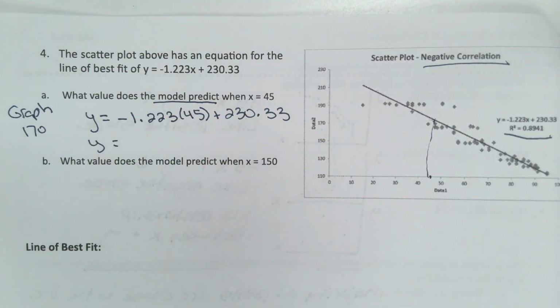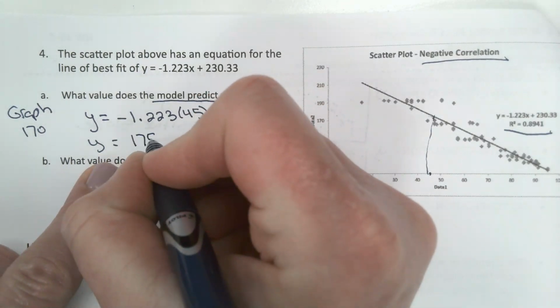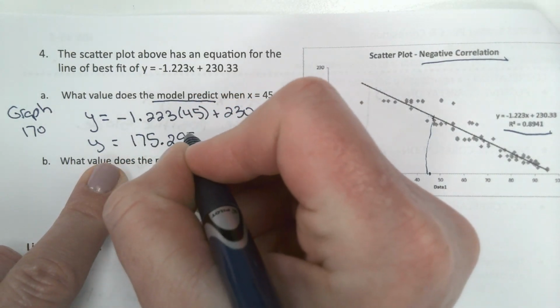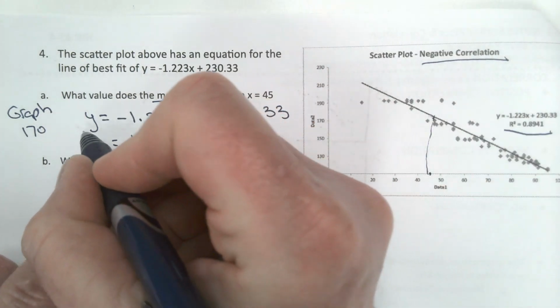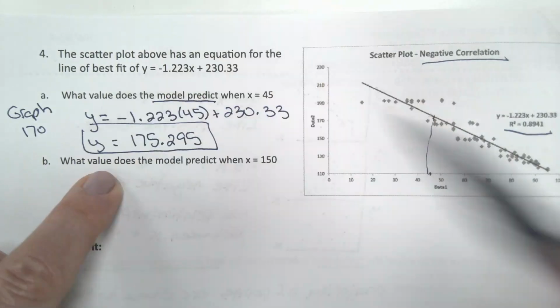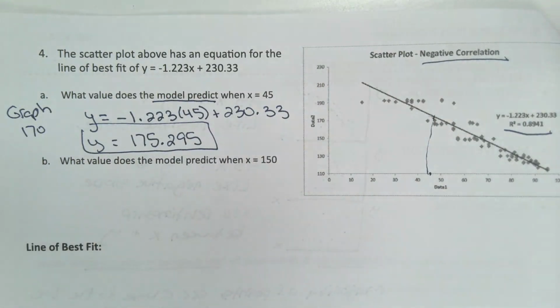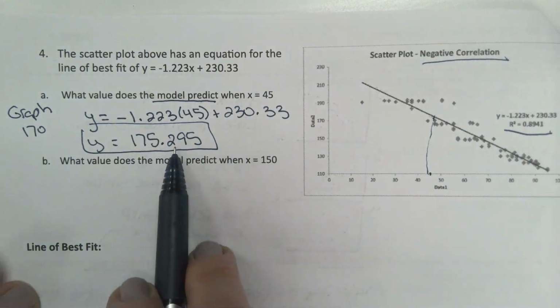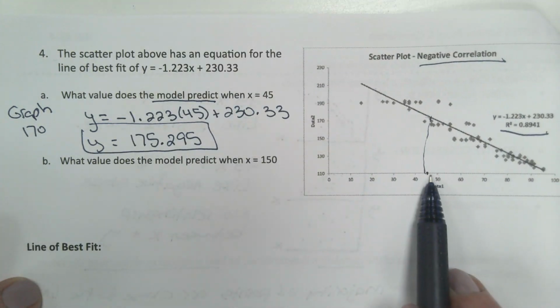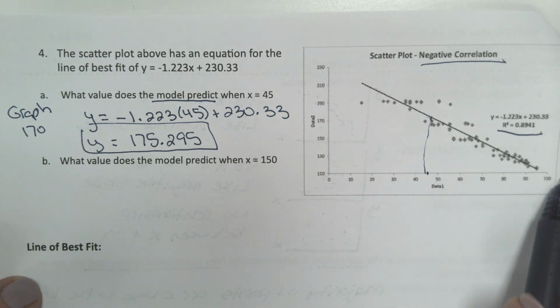And you run those numbers, and you get 175.295. All right, so we interpolated this data, so that is pretty accurate.